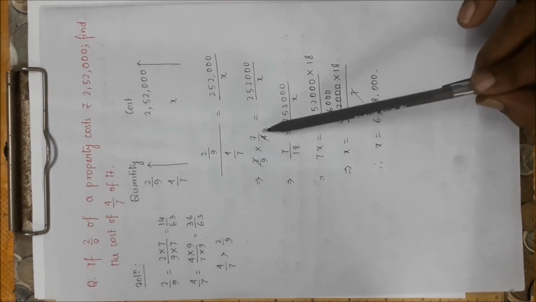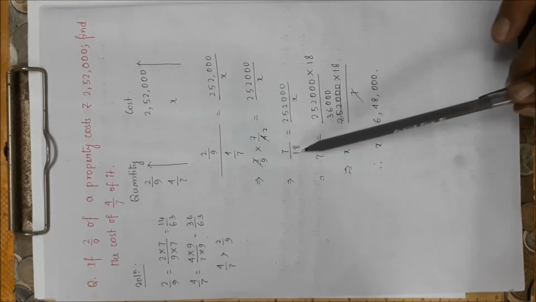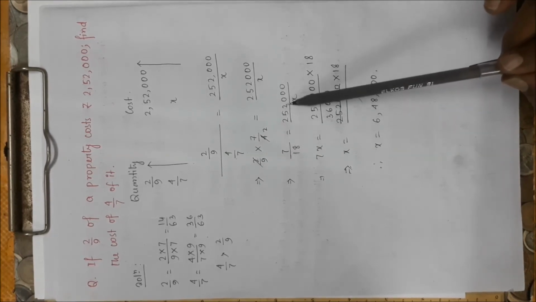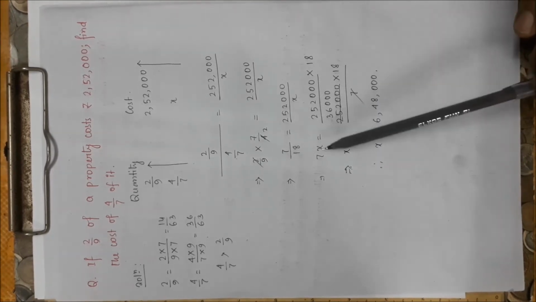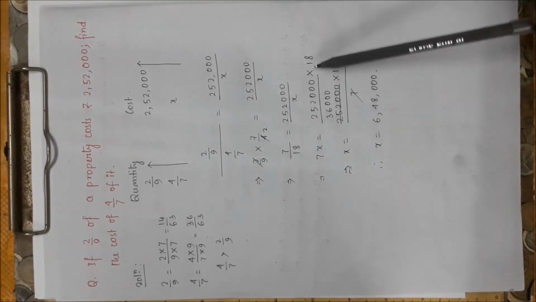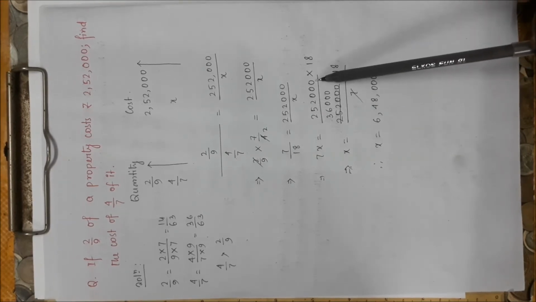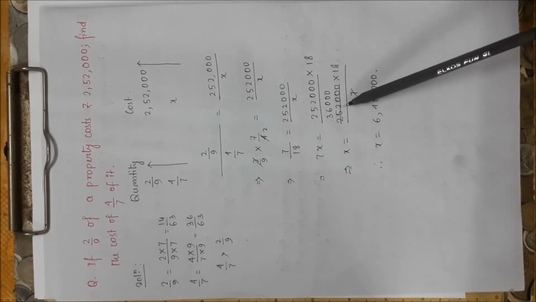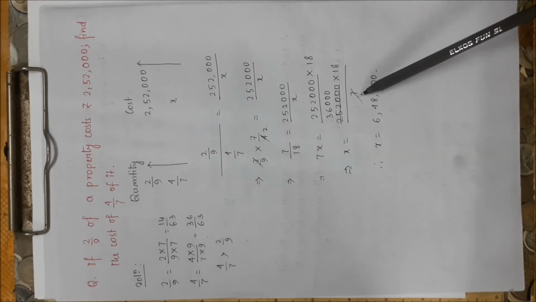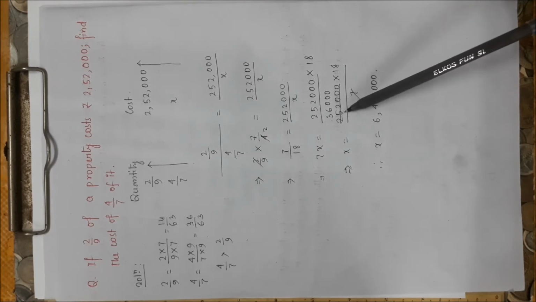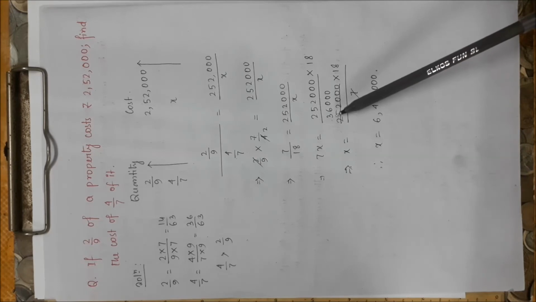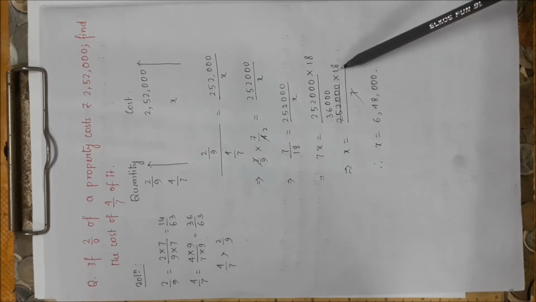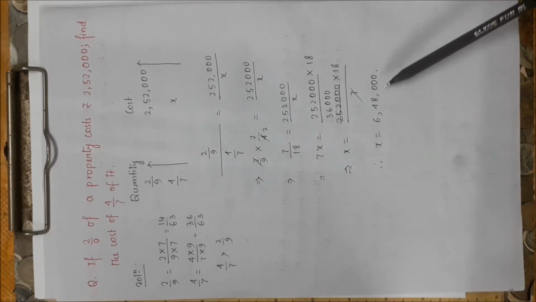So 2 ones are 2, 2 twos are 4. So 7 by 18 equals 252,000 by x. Now if you apply cross multiplication, you will get 7 into x equals 18 into 252,000. Therefore x equals 252,000 into 18 by 7. If you cancel with 7, 7 ones are 7, 7 threes are 21, 7 sixes are 42, so 36,000. Now if you multiply 36,000 into 18, you will get 6,48,000.